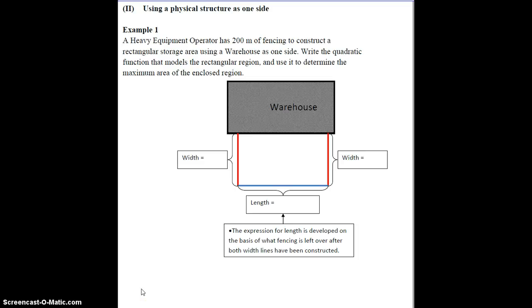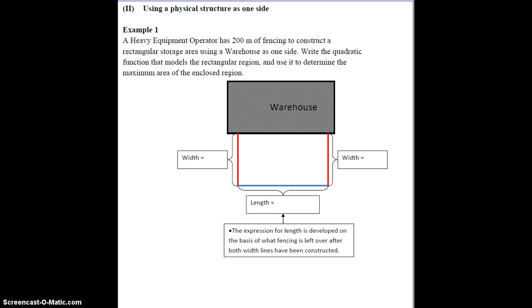Okay, in these last two examples, there'll be a structure that we use as one side of any enclosure that we need to build. So, a heavy equipment operator has 200 meters of fencing to construct a rectangular storage area using a warehouse as one side. Write the quadratic function that models the rectangular region and use it to determine the maximum area.